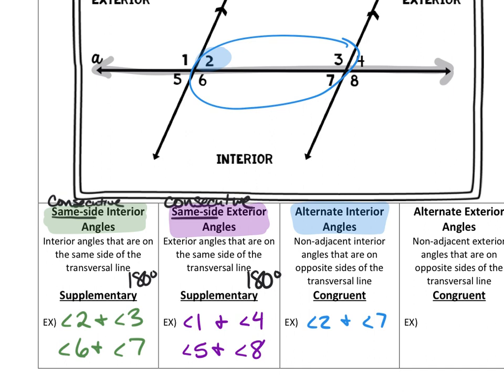In which case, if I was looking at angle 3, which one would be alternate interior to angle 3? 6. That one's the diagonal, the catty corner version for 3. Now, these are congruent. We said earlier that congruent means they have the same measurement. So if angle 3 is 80 degrees, angle 6 would be 80 degrees. Done.